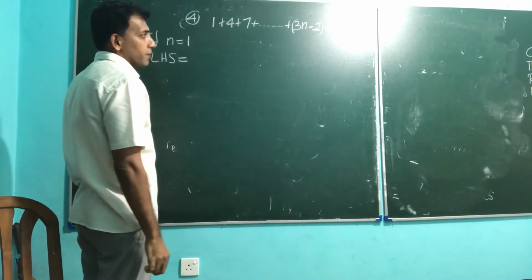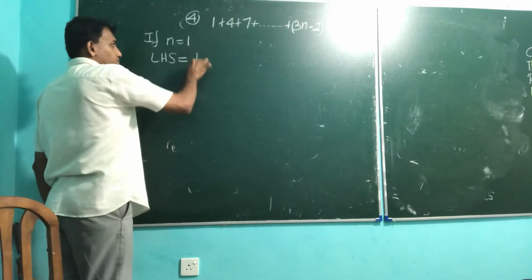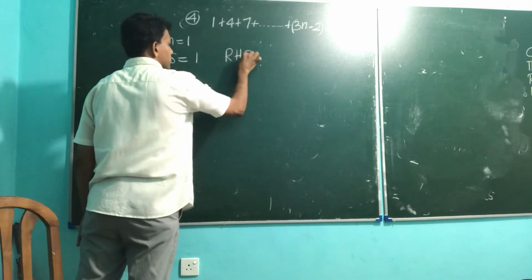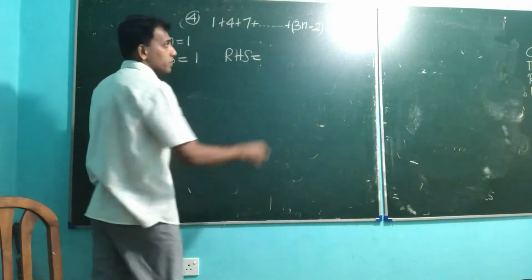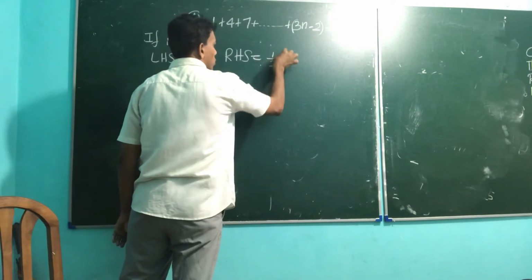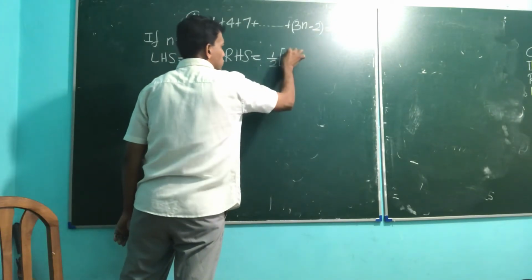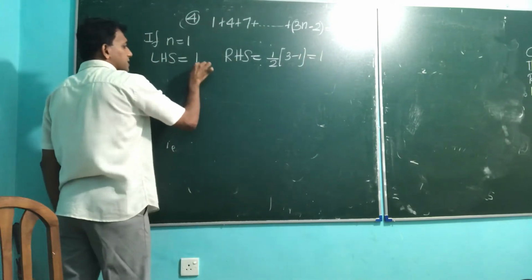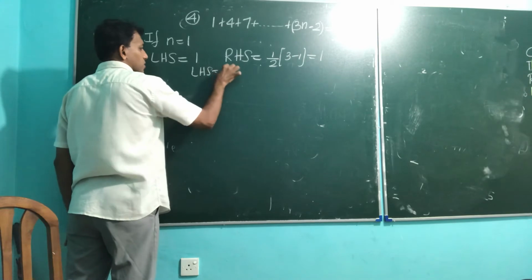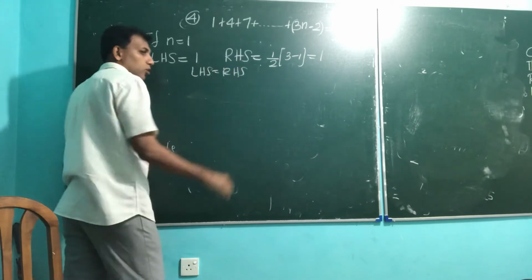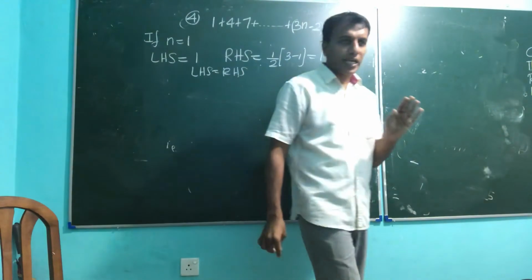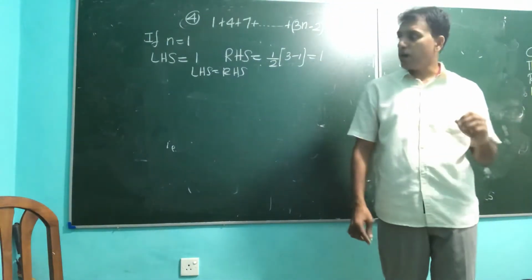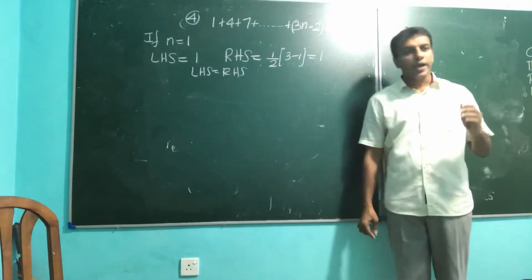If n equal 1, first term, first number, LHS is 1. What is the right hand side? RHS: put n for 1. That is 1 over 2. Put n for 1, 3 times 1, 3, minus 1, so 2 cancels 1. Therefore, LHS equals RHS. Then write a sentence below. Therefore, the given statement is true for n equal 1.